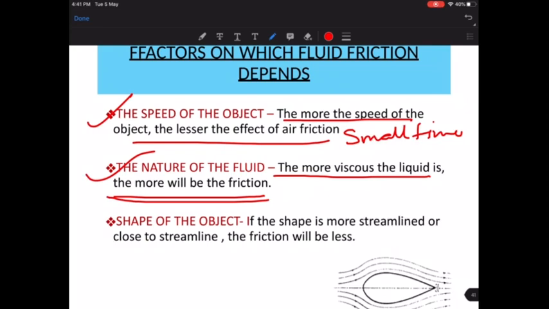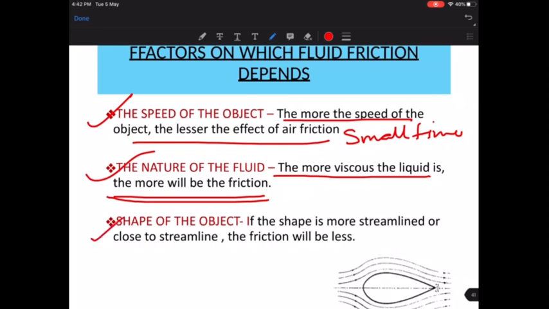You'll be able to swim easily in water. Why? Because water is a less dense medium. So the denser the medium, the more the friction. Okay? So if you have to reduce friction, you have to choose a medium which is less dense.